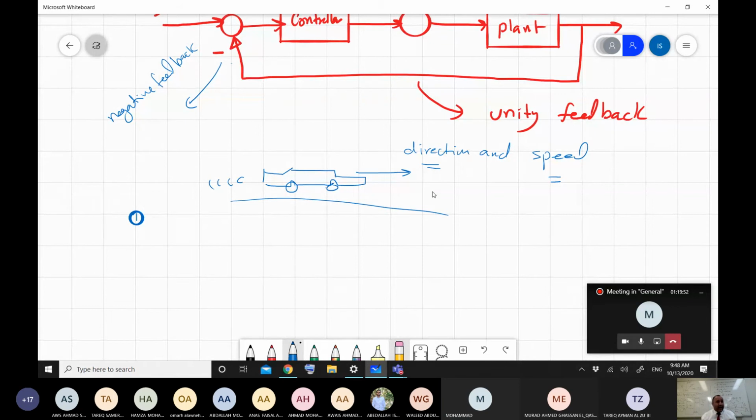Simply, if I'm telling you I will control the temperature in the room, what's the process? You will say it's the temperature. If I'm telling you that I will control the level of the liquid, what's the process? It's the level of the liquid. If I need to control the orientation of the satellite, what's the process? It's the angle or the orientation of the satellite. Yes, it's very simple.